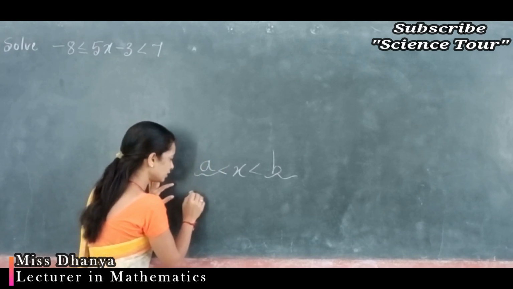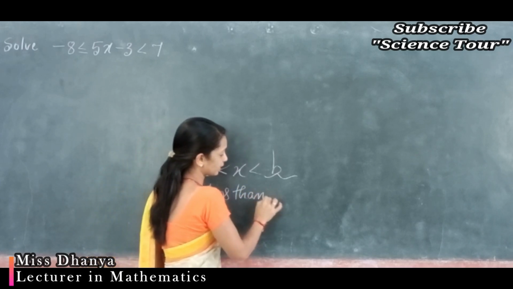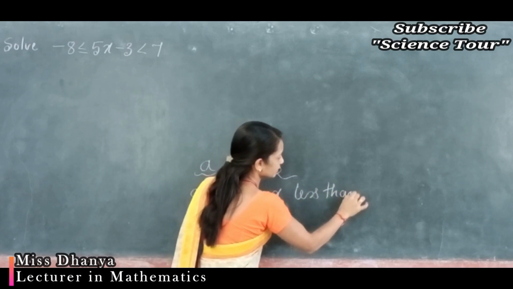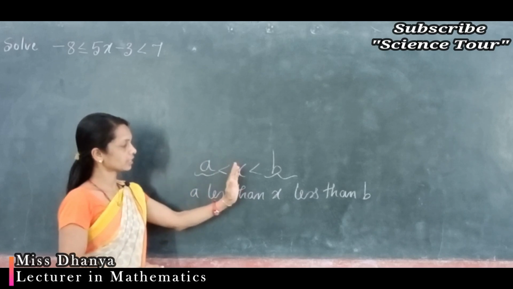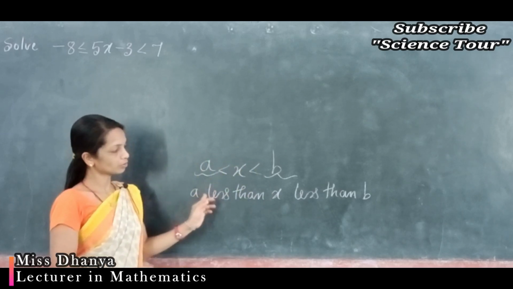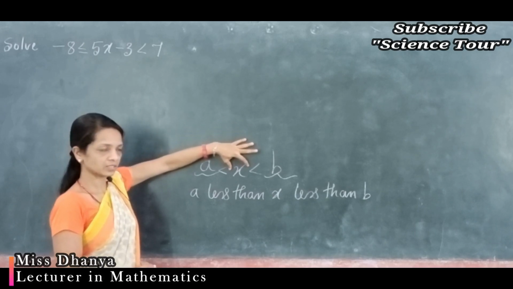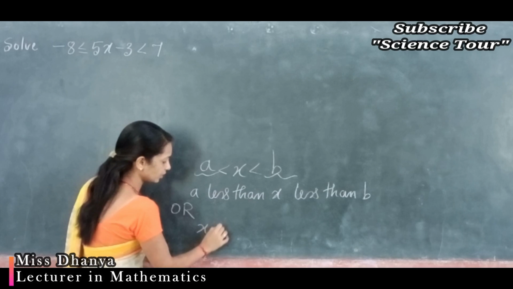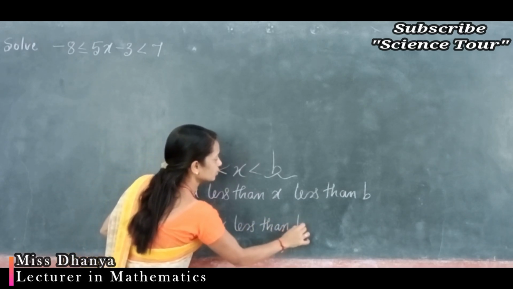You can read this as a less than x less than b. In this way you can read, from left to right, a less than x less than b, as it is. Or otherwise, if you start with x, then you can read it in this way also: x is less than b.